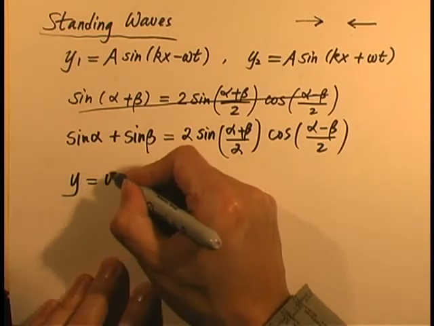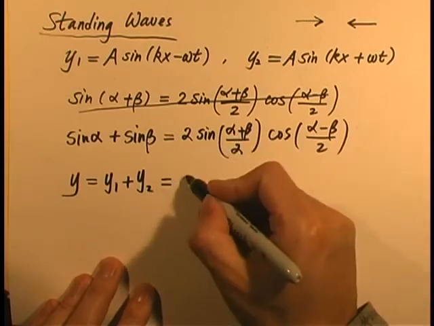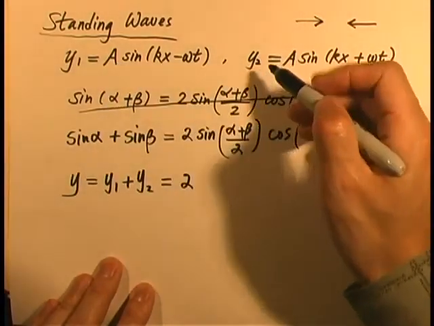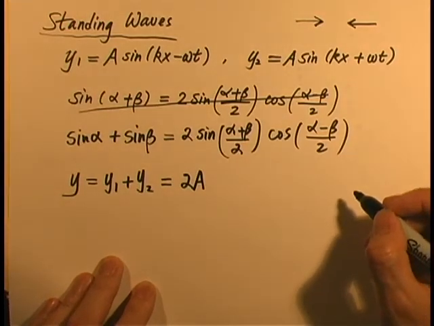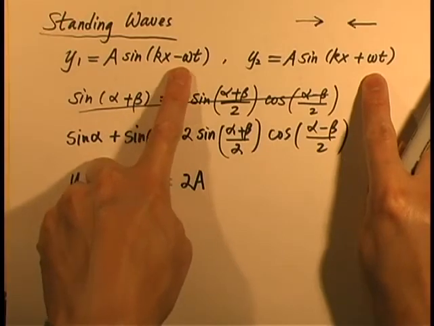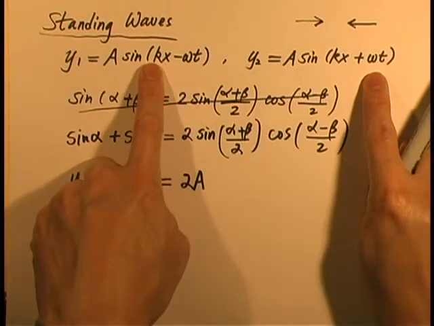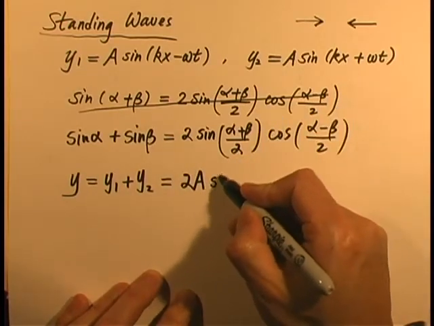y equals y1 plus y2. Okay, let's see what happens. There's a 2, and there's an a, there's an a here. I'm going to take that a out, right? Let's see what happens. Sine of alpha plus beta over 2. When you add them together, omega t cancels. You have 2kx, right? kx plus kx, so 2kx divided by 2. So that's just sine kx.